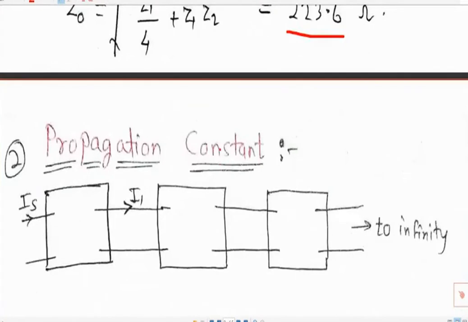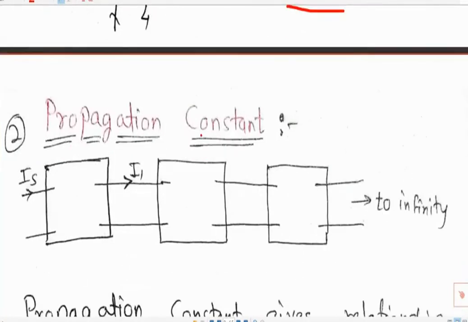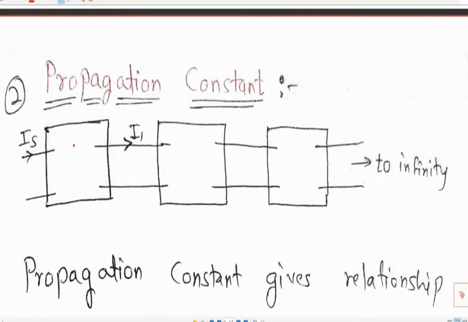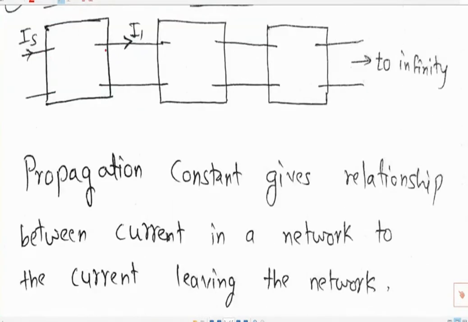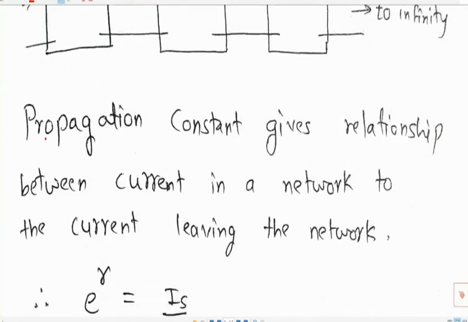Next term is the propagation constant. Again, we have an infinite number of symmetrical networks connected in cascade. So something is propagating, right? The propagation constant gives the relationship between the current entering the network and the current leaving the network.